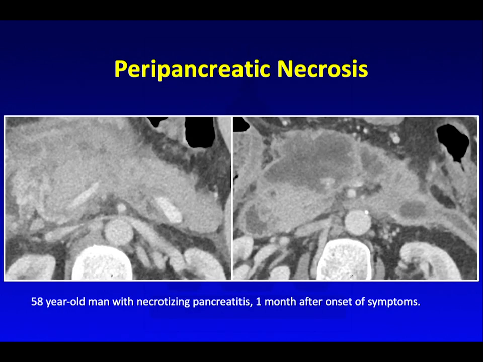And just to show you an example of peripancreatic necrosis, in this example, the pancreas enhances fairly normally, whereas the tissue necrosis is more within the peripancreatic soft tissues.